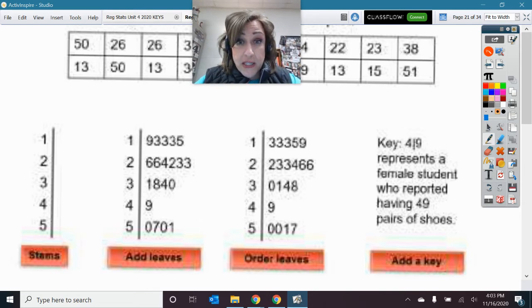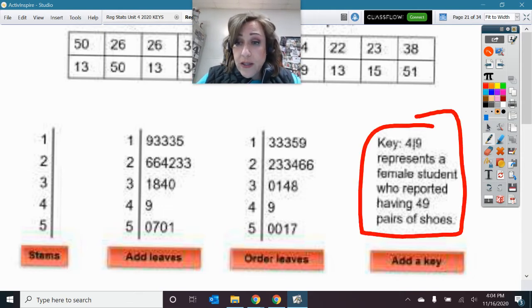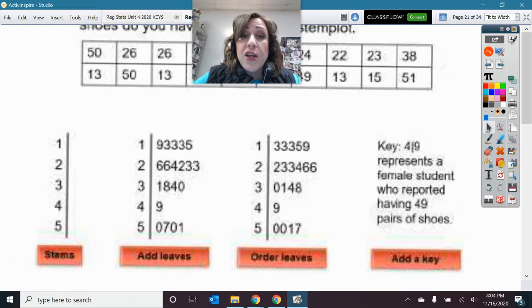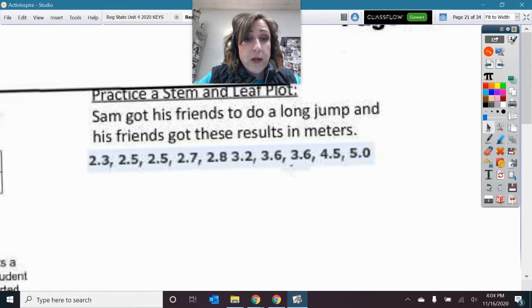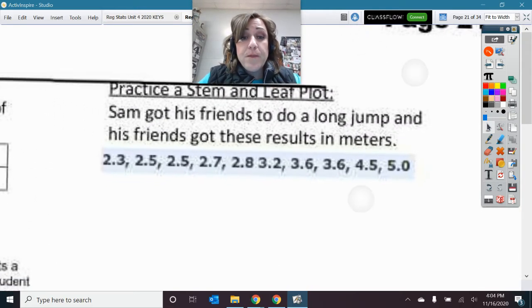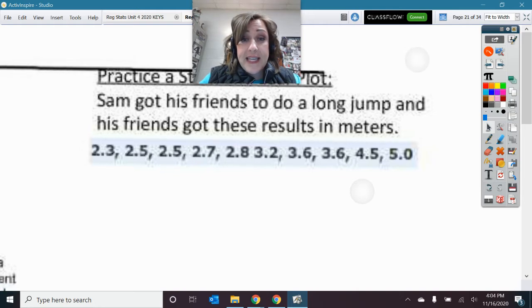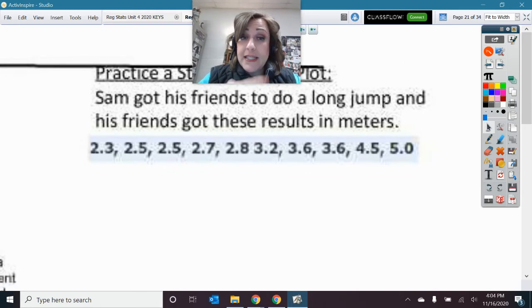Now, the final thing you must do is add a key so we know what this is representing. So here's the example. 4 with the line here, and then the 9 represents a female student reported having 49 pairs of shoes. Okay, so there's what's happening with that. And the reason the key is so important is because you will see here on this one that we're about to practice that it will not be the tens place and the ones place like the problem we just did.